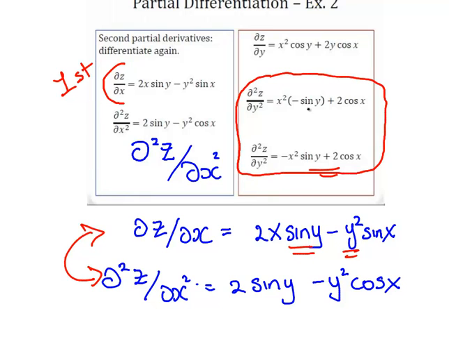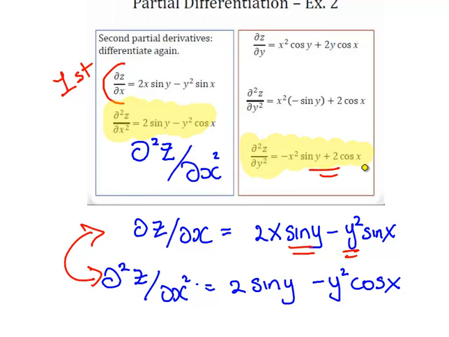Sorry, not that one. This is the other second order partial derivative. So let me highlight it. This stuff here and this stuff here are the two second partial derivatives of z with respect to x and with respect to y. There's one more thing we should say, is that that's not the end of the story.